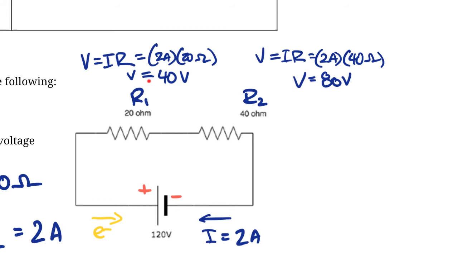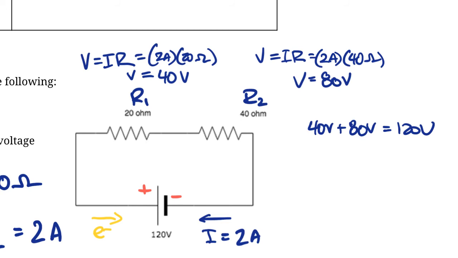Now, do you notice anything about these two numbers, maybe compared to this number here? What do you notice? If you add up those two voltages from the resistors, 40 volts plus 80 volts, you get 120 volts. So the amount of voltage that's taken away by each of the resistors is the same amount as the total energy that's added by the battery. The battery adds 120 volts, and the resistors take away 120 volts.